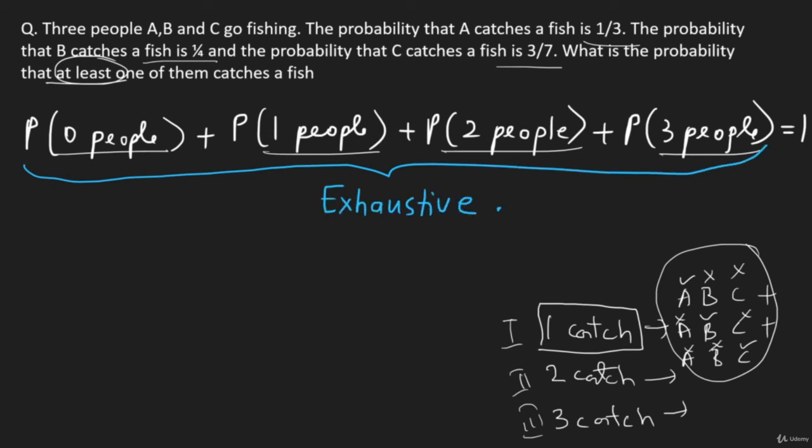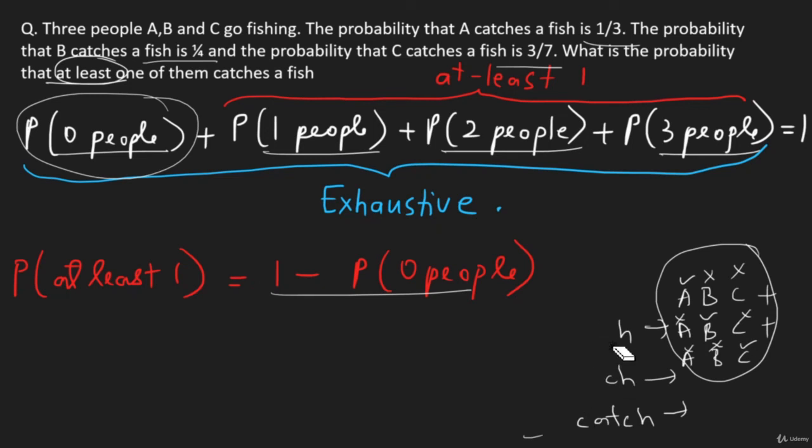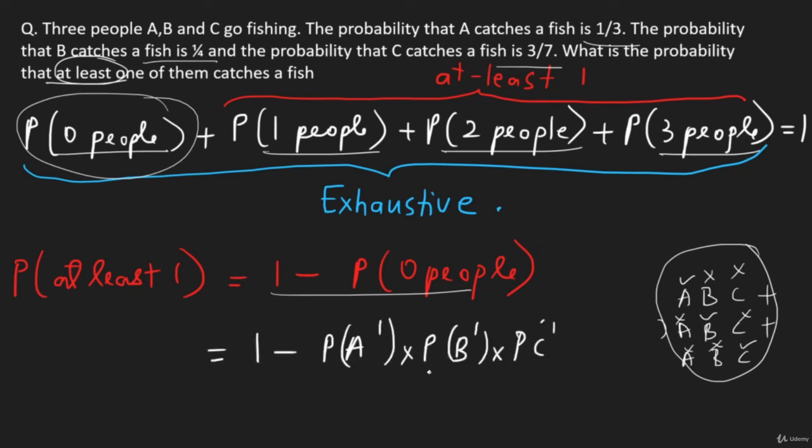Alright, now if we want to find the case where at least one of them catches a fish, that would be these 3 possibilities, right? Therefore, to find the probability that at least one catches a fish, we just need to find 1 minus the probability where nobody catches a fish, right? Now this can be done in a very easy manner. Let me make some space over here. Alright, now that is equal to 1 minus P of A complement into P of B complement into P of C complement, right?